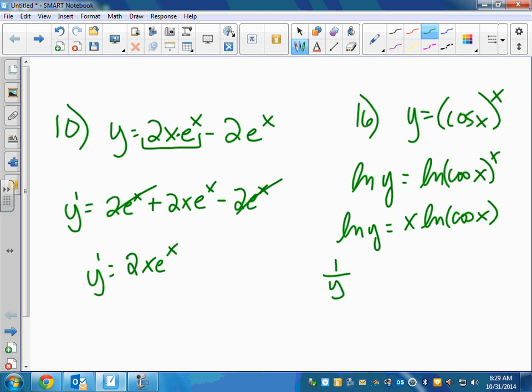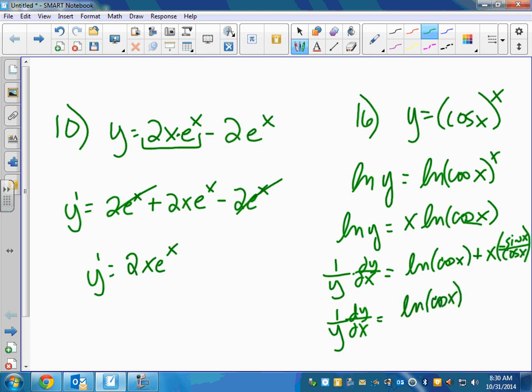But if I do the derivative of this, I'm going to have 1 over y times dy dx. And the product rule, the derivative of x is just 1 times the second function, which is ln of cosine of x, plus leave the x alone. And the derivative of ln of u is u prime over u. And u is cosine of x. So the derivative of cosine of x is negative sine of x over u, which is cosine of x. Do you agree with that? Sine over cosine is tangent. There's a negative there, so I'm going to say that's minus x tangent of x.